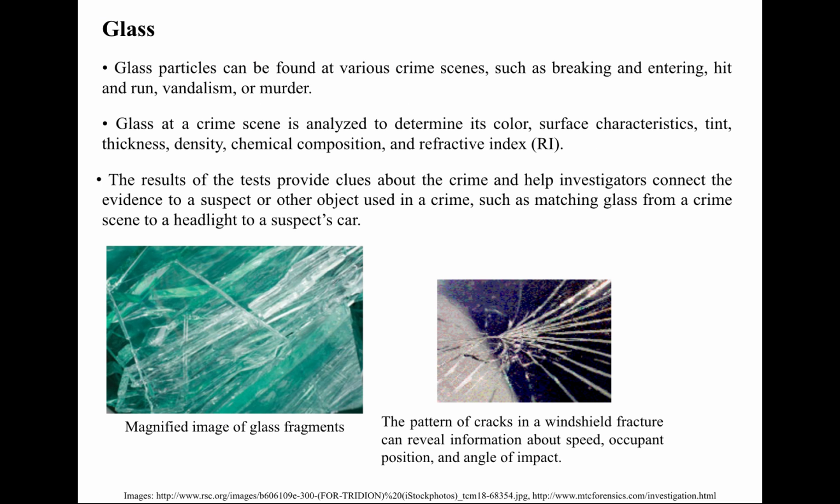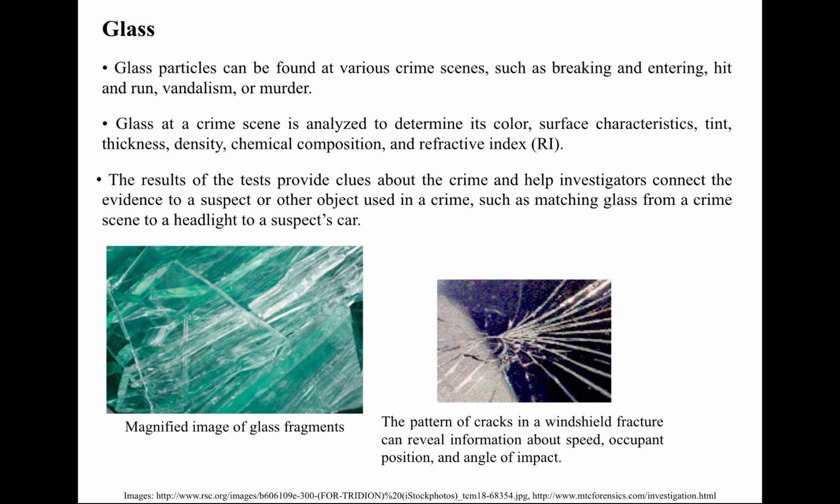Glass is another piece of physical evidence that can be investigated. You can find glass at various crime scenes. If they break a window to enter a house, a hit and run car accident, vandalism, and even murder will have glass particles at these types of crime scenes. You can analyze it for its color. Glass will have certain surface characteristics. Some might have a tint. They'll have different thicknesses, different densities, and chemical composition, as well as refractive index, known as RI, which is how the light refracts off of the glass.